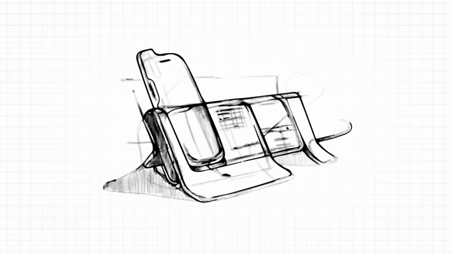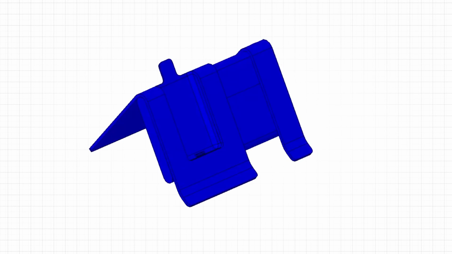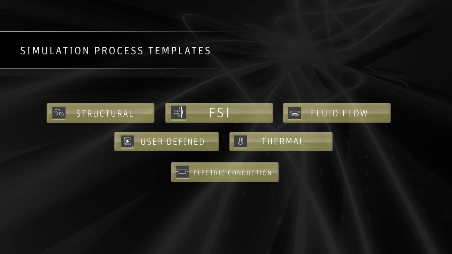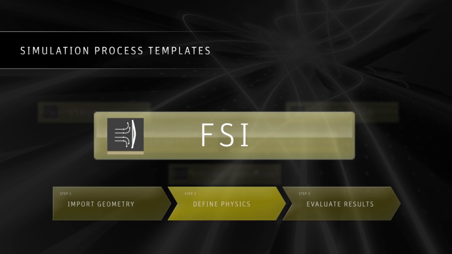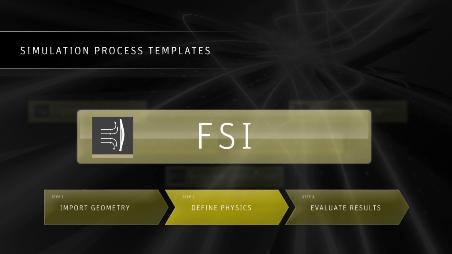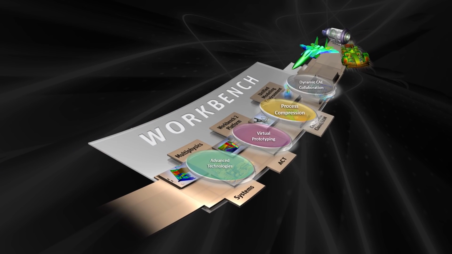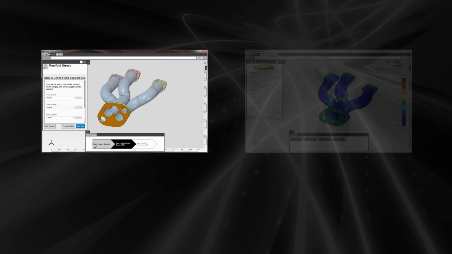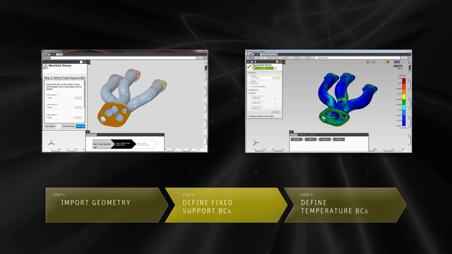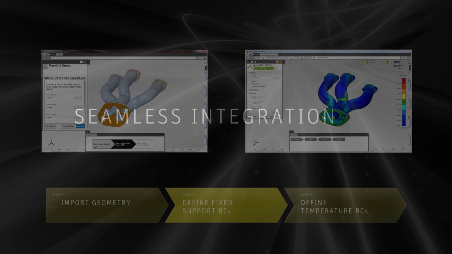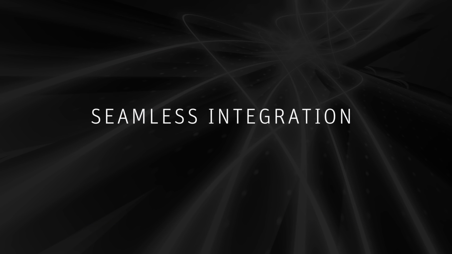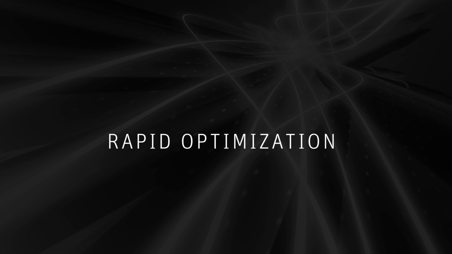ANSYS AIM provides simulation-based guidance early in the design process. Templates and an intuitive user environment guide engineers from design concept through validation. Built on the ANSYS Workbench platform, AIM includes automation and customization, allowing for workflows specific to your engineering methodology. AIM seamlessly integrates with other tools in your product development process, enabling rapid optimization of your existing designs.